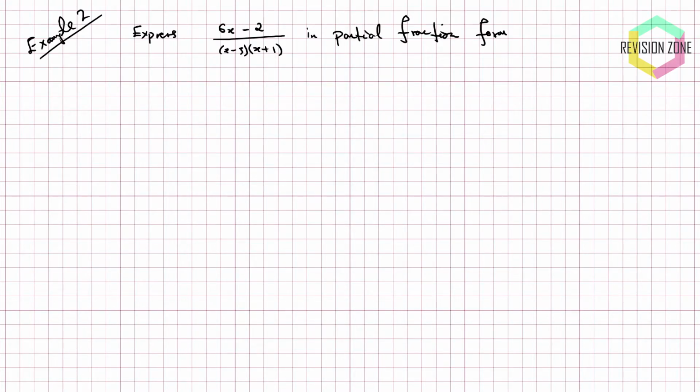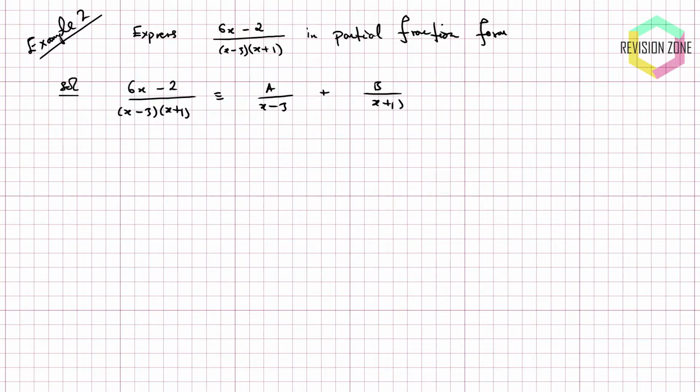So example 2, we're given another expression that we have to basically write in partial fraction form. So let's jump straight in. We want to write (6x minus 2) over (x minus 3)(x plus 1) in partial fraction form. And of course, the partial fraction form is going to be determined by the denominators. So I'm going to write down A over (x minus 3) plus B over (x plus 1).